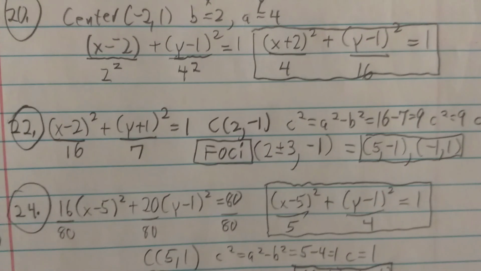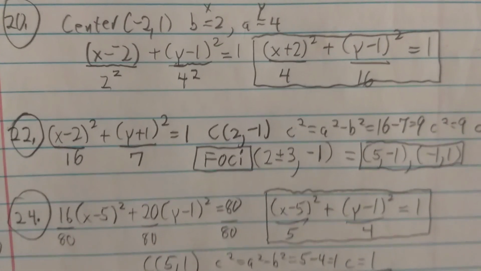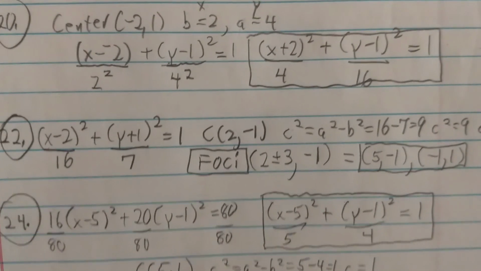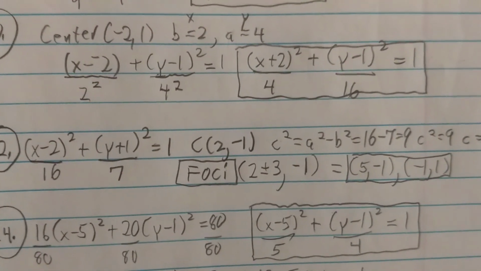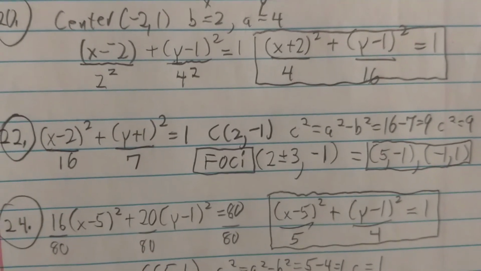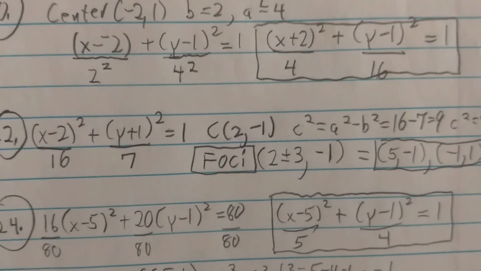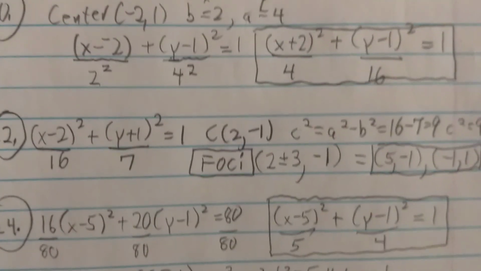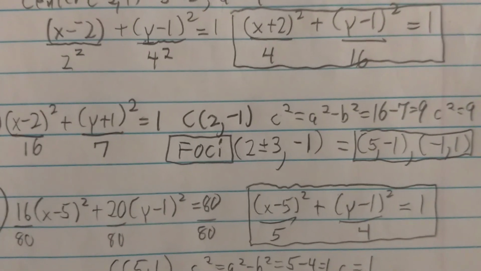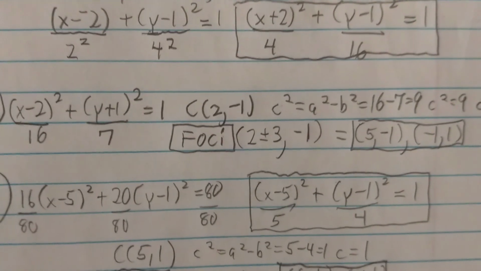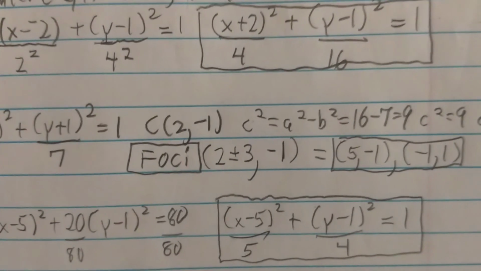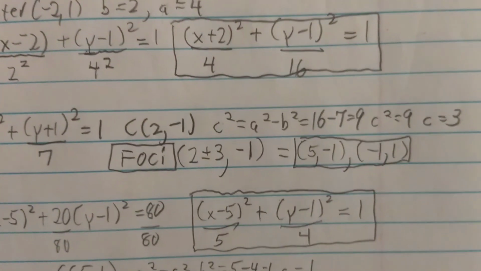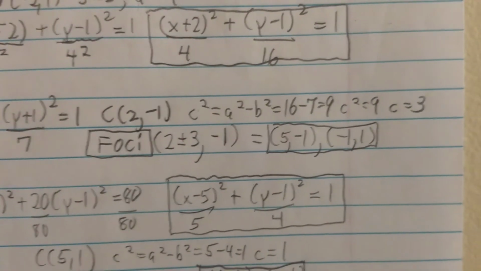Now finally we have a non-zero center. So we have a center of negative 2, 1. We have b equals 2 for x and a equals 4 for y. So for the center on top, x minus the negative 2 squared over b squared, 2 squared, plus y minus 1 squared over 4 squared comes out to x plus 2 squared over 4 plus y minus 1 squared over 16 equals 1.